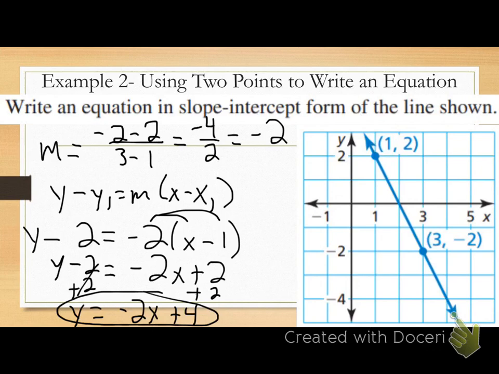Does everyone see the importance of reading directions? Because we're talking about point slope form, right? If I didn't point that out, I guarantee you there's some people that would have stopped here. I guarantee it. Okay? So pay attention, read the directions on what it's asking you. If it wants it in point slope form, give it to them in point slope form. If it wants it in slope intercept form, give it in slope intercept form. Okay? Questions on example 2?